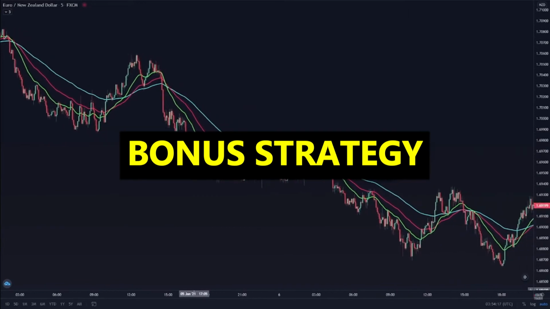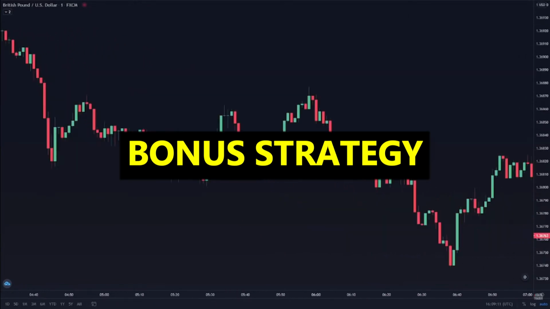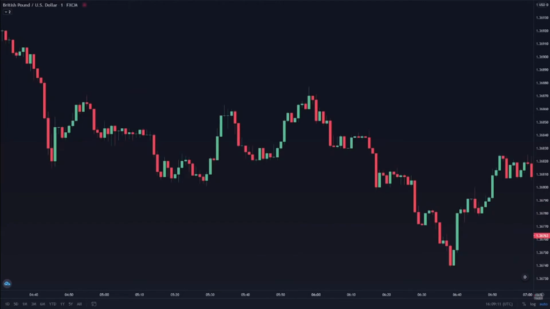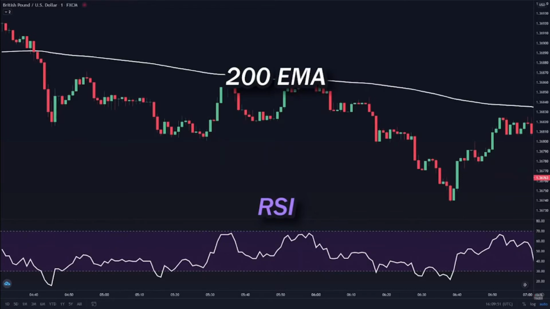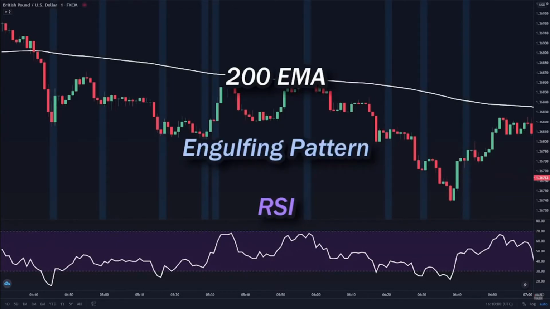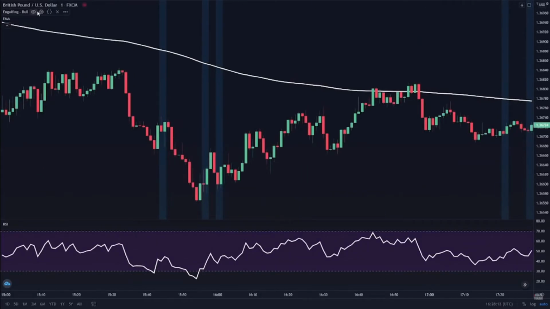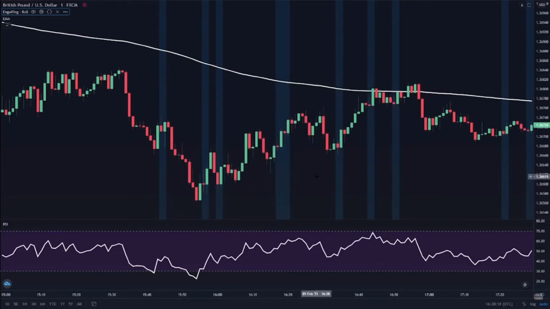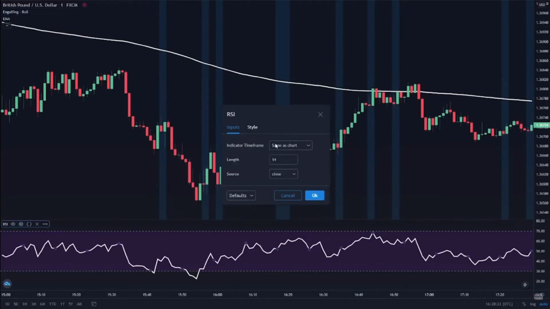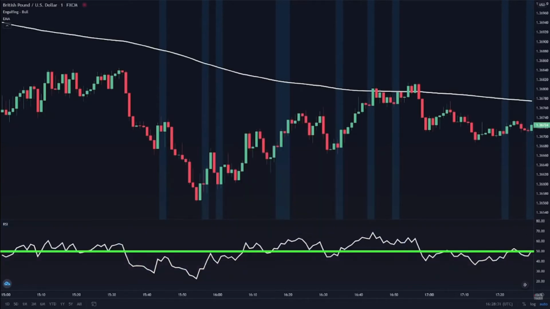Now, as a bonus, I'm going to reveal to you another highly profitable scalping strategy. For this next strategy, I'm using a combination of the RSI, the 200 EMA, and the engulfing pattern. So, this is how the strategy works. First, you need to change the settings for the engulfing pattern to no detection. Next, for your RSI, you want to set it at both 50 EMA. So, now you have a single line in the middle of the RSI.